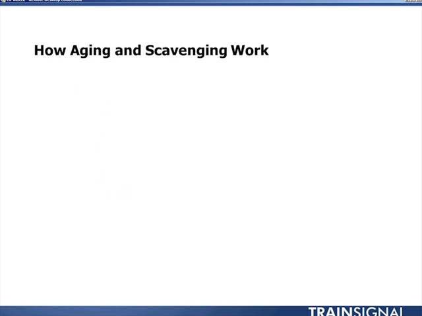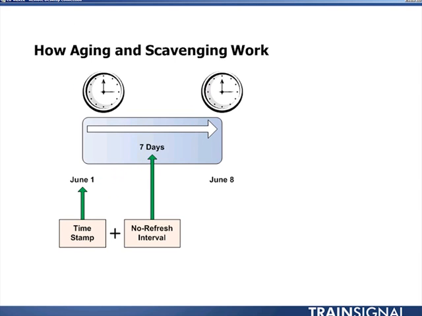So here's what it actually kind of looks like. Client comes in, says, hey, I'm here. Here's a record. Put it in your database. And we'll say that happened on June 1st. So it's time-stamped. June 1st, added this record. We have our default no refresh interval of 7 days. So basically, we will go until June 8th. That record's just going to stay there. It's not going to be updated.